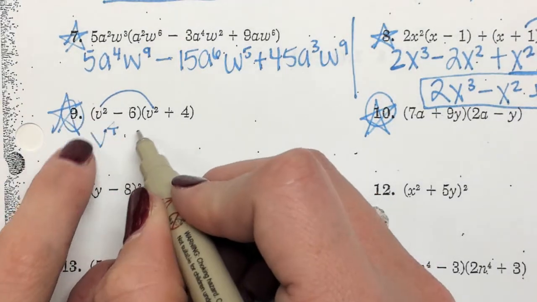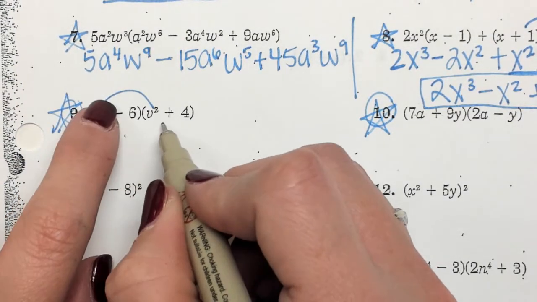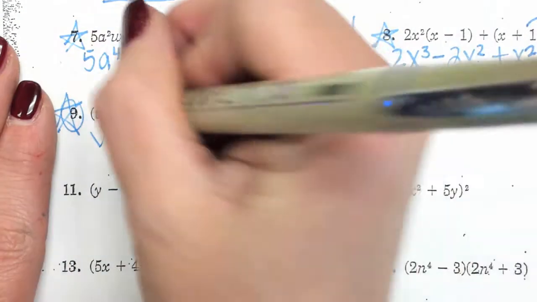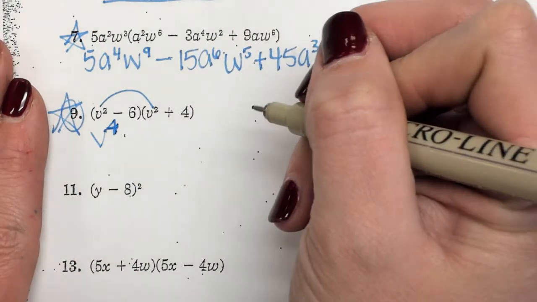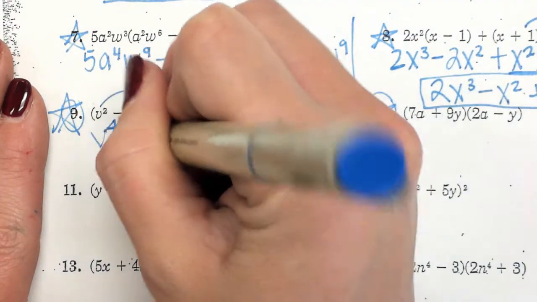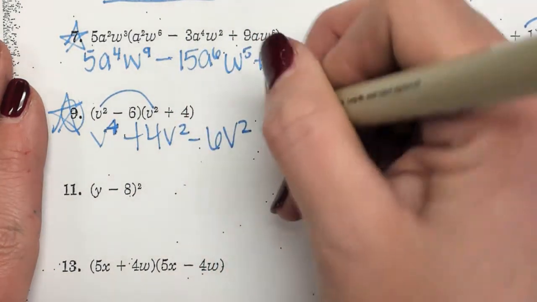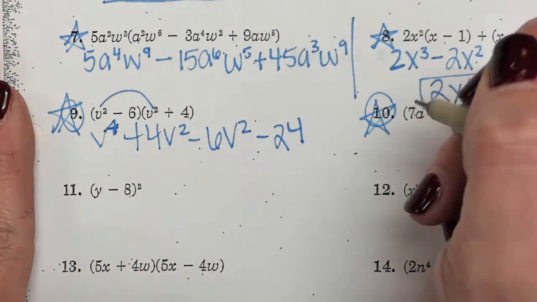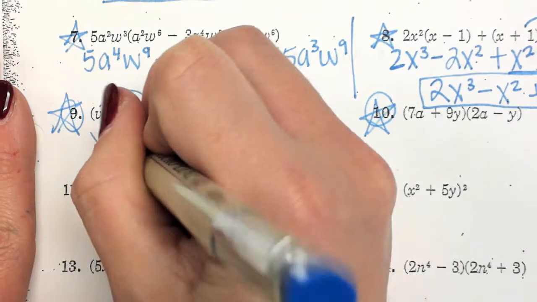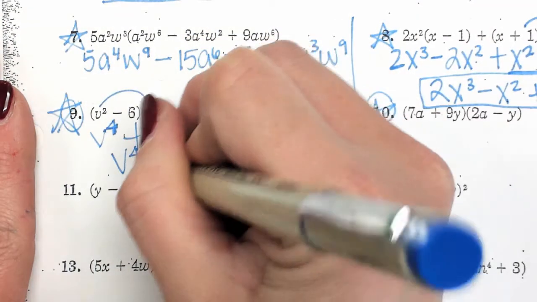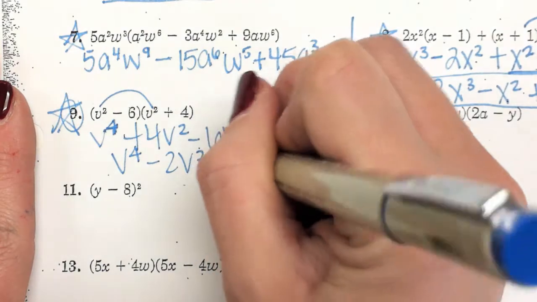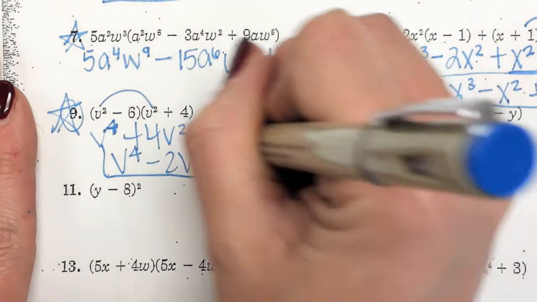So 1 times 1 is 1. You do what with the exponents? Add. Good. Alright, outer. Plus 4v to the second. Inside. Minus 6v to the second. Last. Minus 24. Am I done here? No. No. It'd be v to the 4th. Minus 2v to the second. Minus 24. Good. Questions?